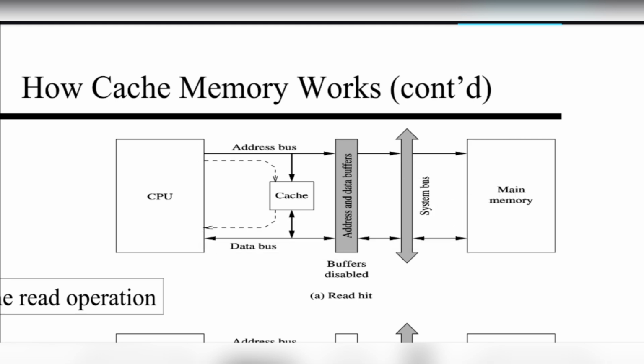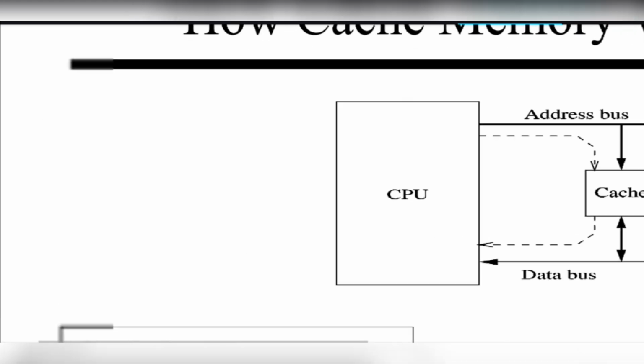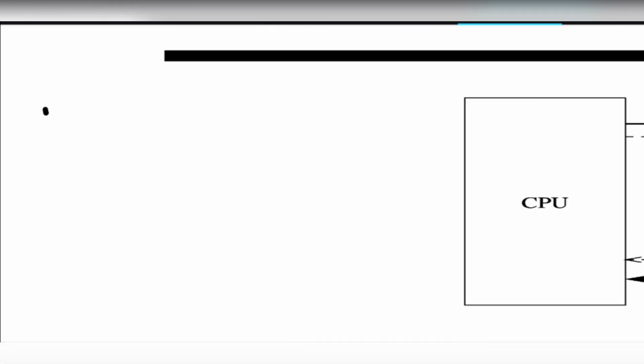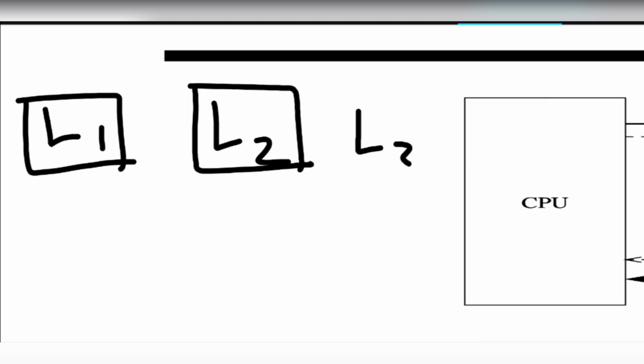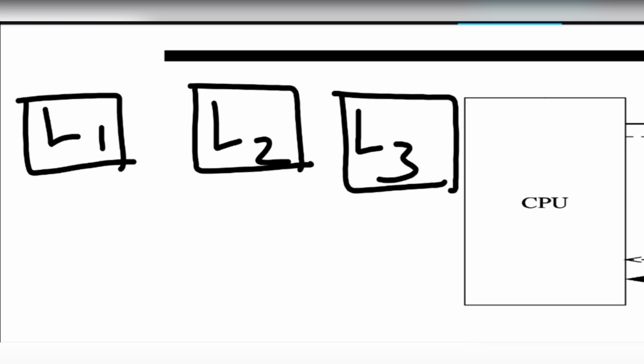You have to understand that there are levels of cache. What are the levels? There are three levels. One is L1, another one is L2, then another one is L3. These are three different caches. The size of the L1 cache is smaller compared to the L2 and L3 caches.